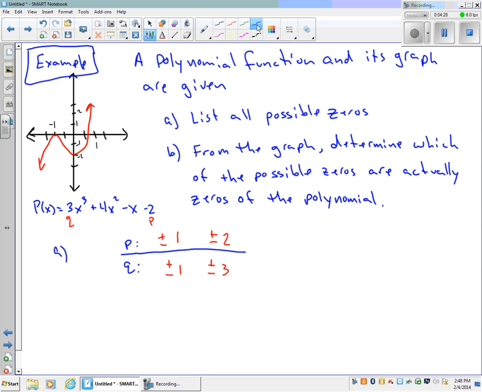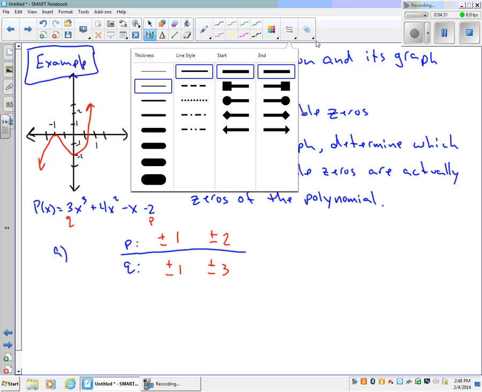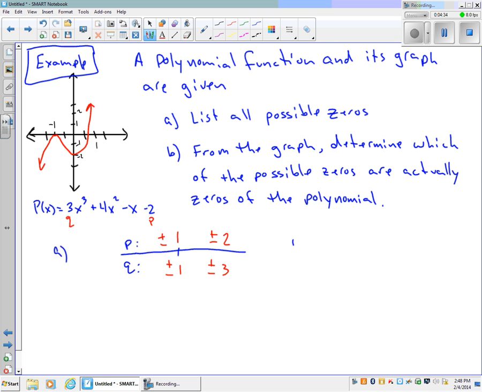So I'm going to go over here and do my combinations. So 1 over 1, positive, negative 1 over 1, and 1 over 3. So positive, negative 1 over 3. And then 2 over 1, so positive, negative 2 over 1, and then 2 over 3, so positive, negative 2 over 3. So simplified, I get positive and negative 1. I'll go over here and get the 2, so positive and negative 2, now the 1/3, so positive, negative, 1/3, and then finally the 2/3, so positive, negative, 2/3. So these are my possible rational zeros. This is part A.